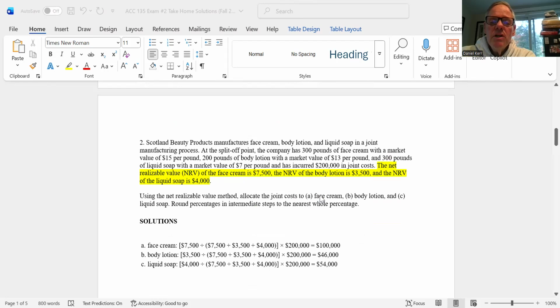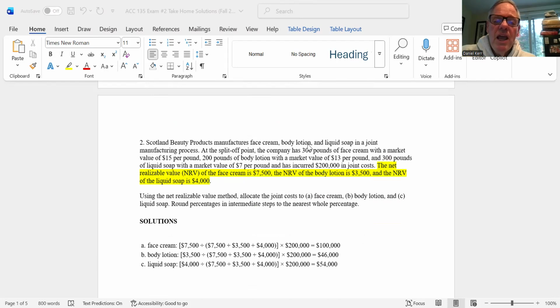The next one was pretty straightforward. I highlighted it here. They wanted you to allocate these joint costs on the basis of net realizable value. And they told us the net realizable value of face cream is $7,500, net realizable value of body lotion is $3,500, and net realizable value of liquid soap is $4,000.